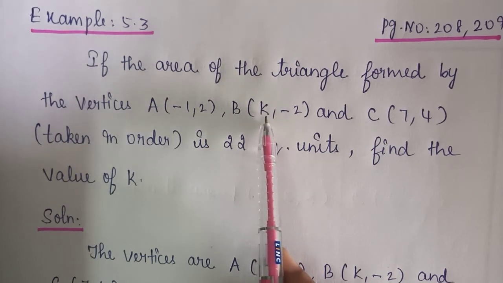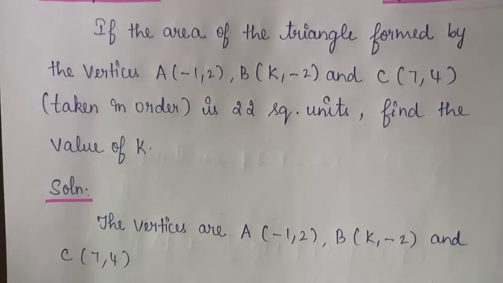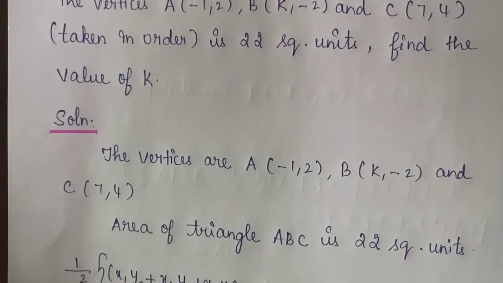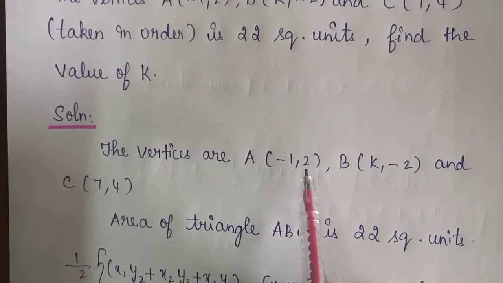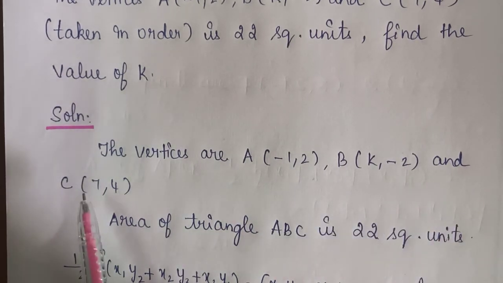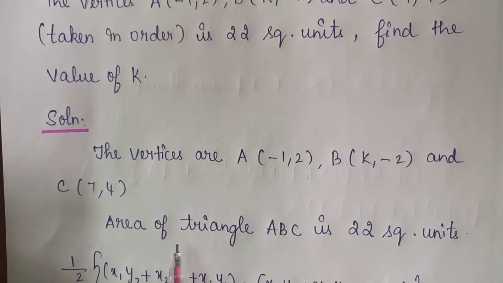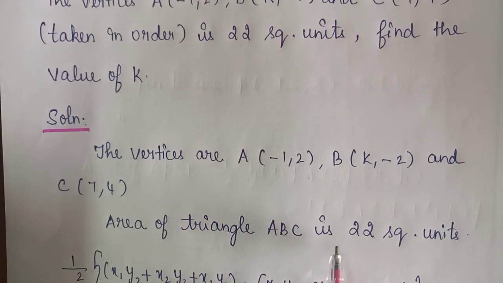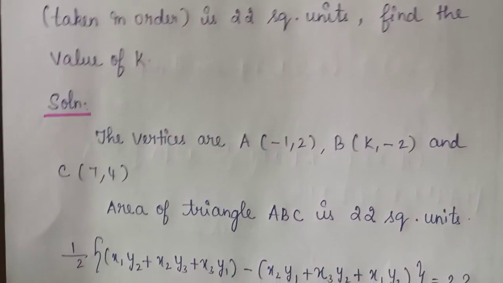You have to find the value of k. So solution, the vertices are A of minus 1 comma 2, B of k comma minus 2, and C of 7 comma 4. Area of triangle ABC is also given, 22 square units.